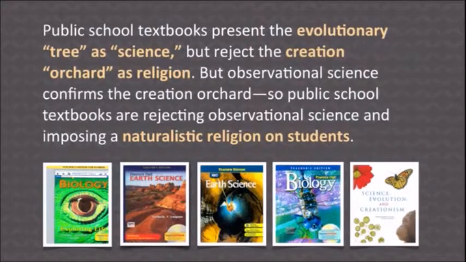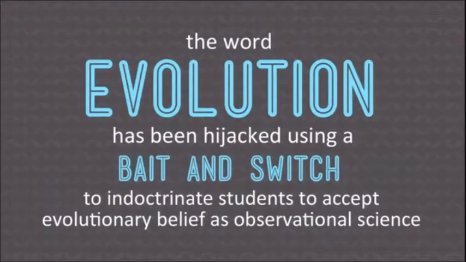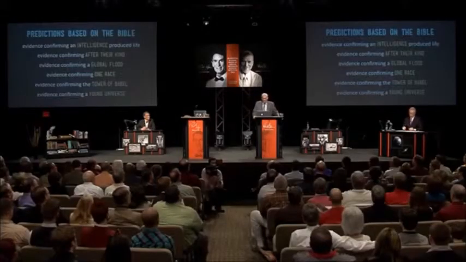Now, what we found is that public school textbooks present the evolutionary tree as science, but reject the creation orchard as religion. But observational science confirms the creation orchard. So public school textbooks are rejecting observational science and imposing a naturalistic religion on students. The word evolution has been hijacked using a bait and switch to indoctrinate students to accept evolutionary belief as observational science.